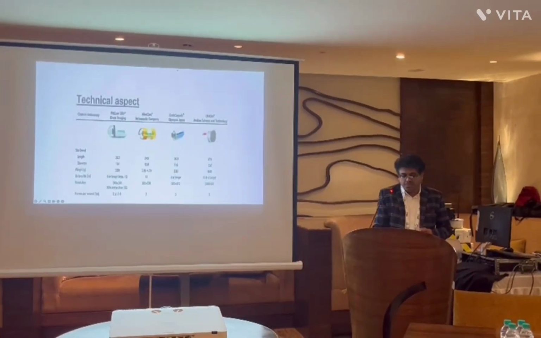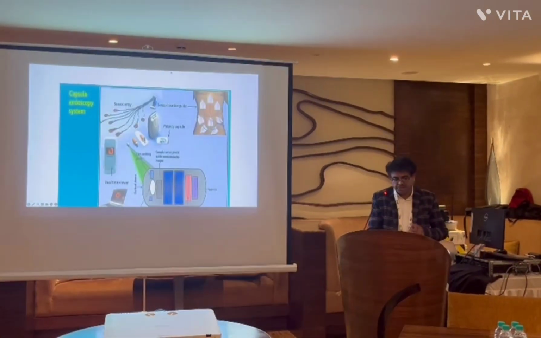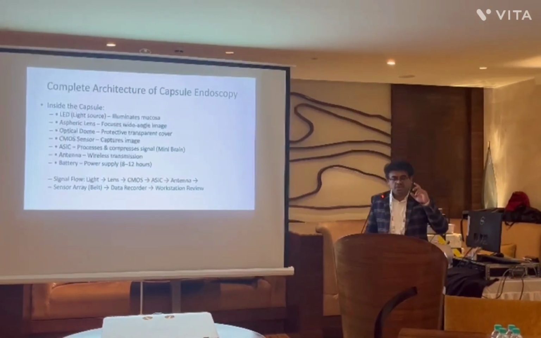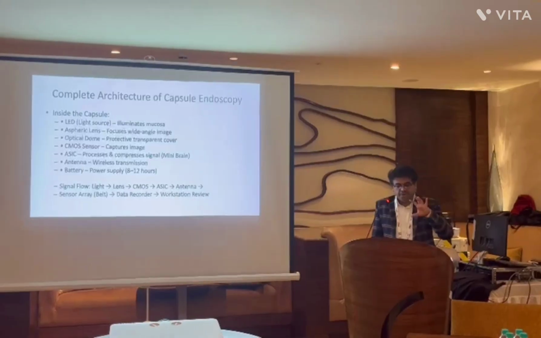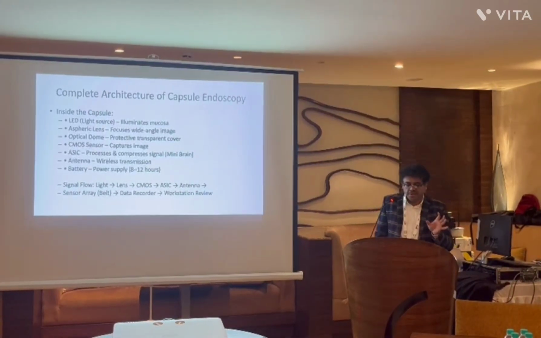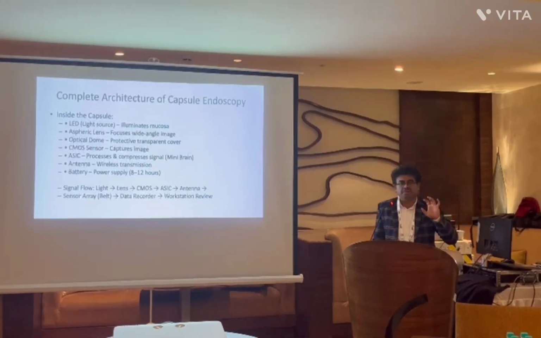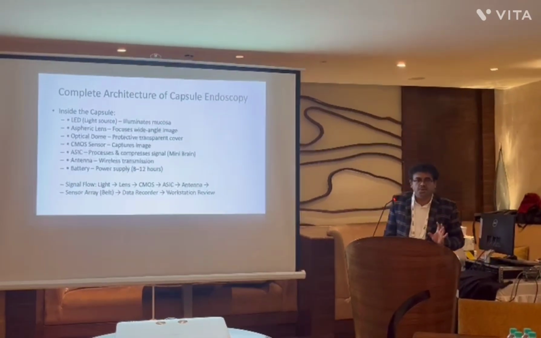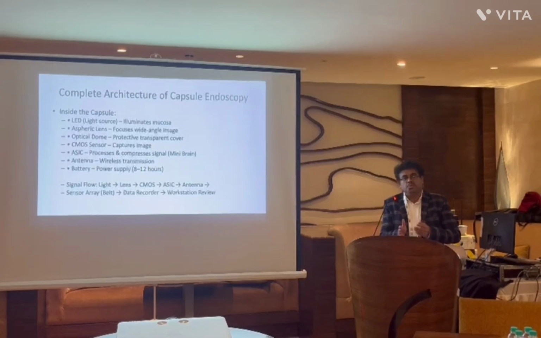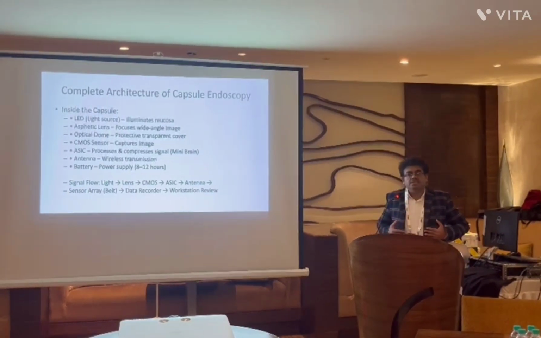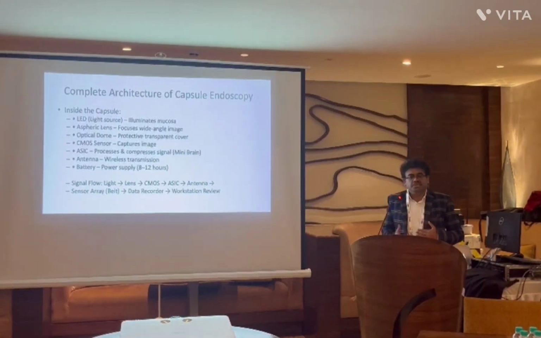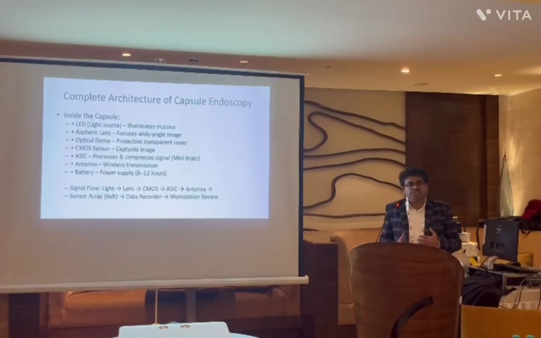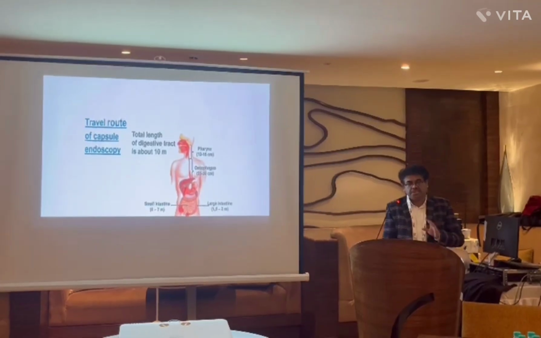So this is the basic outline that will be flowing in. These slides have already been discussed by the previous speaker. Very importantly, we should remember the LED, the lens, and the flow dynamics. The signal flows once the light hits the lens and the CMOS, the complementary metal oxide semiconductor sensor, with the application specific integrated circuit. Once activated, the signal flows to the antenna, and around 7 to 8 sensors are placed on the anterior abdominal wall. So the data is recorded, and the workstation flow follows this basic architecture.